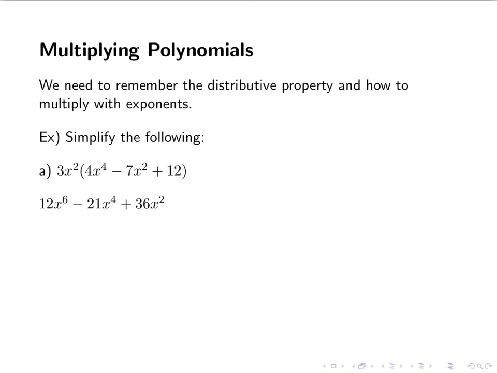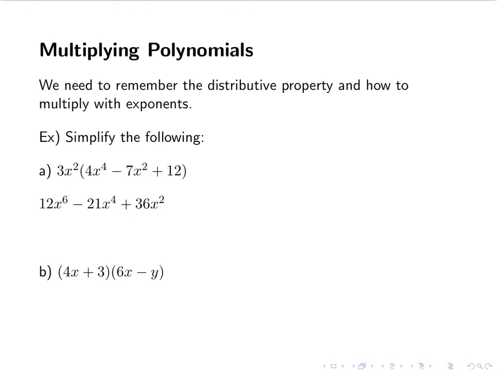So 3 times 4 is 12, x squared times x to the fourth. Remember, we add the exponents, so we have x to the sixth. The second term, 3 times 7 is 21, x squared times x squared is x to the fourth. And then the last one, 3 times 12 is 36, and I have my x squared still.